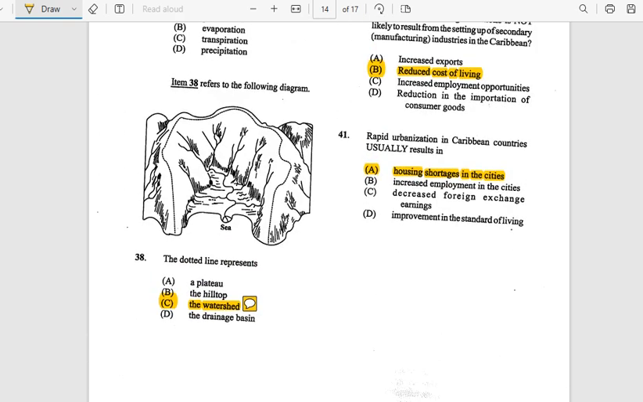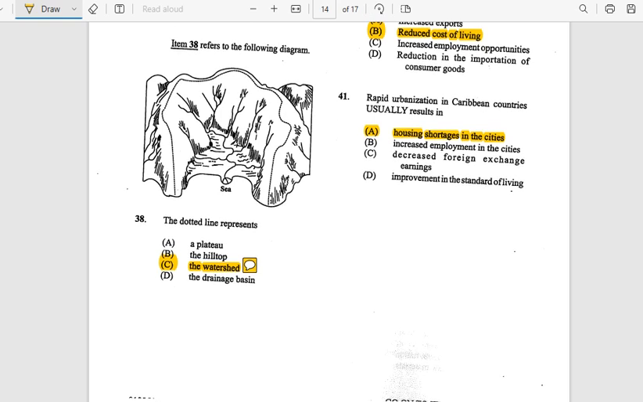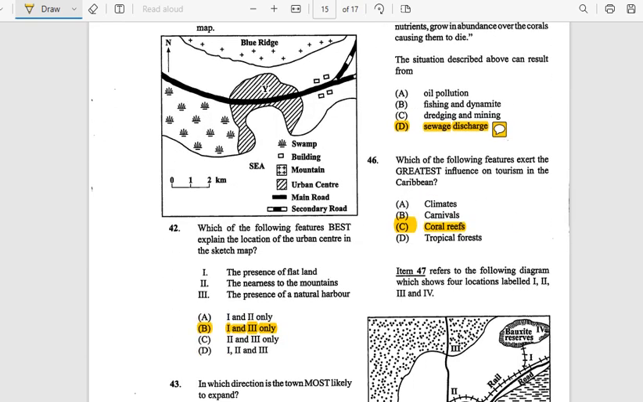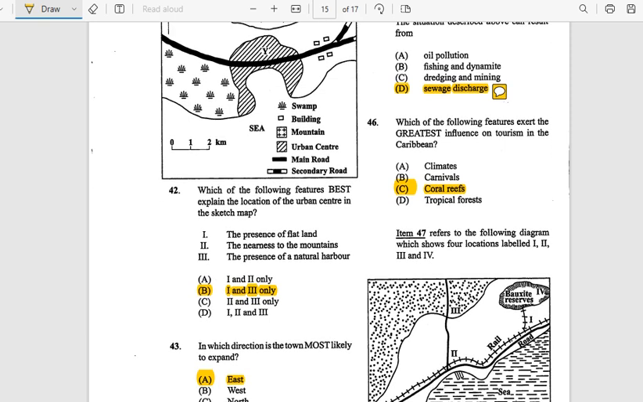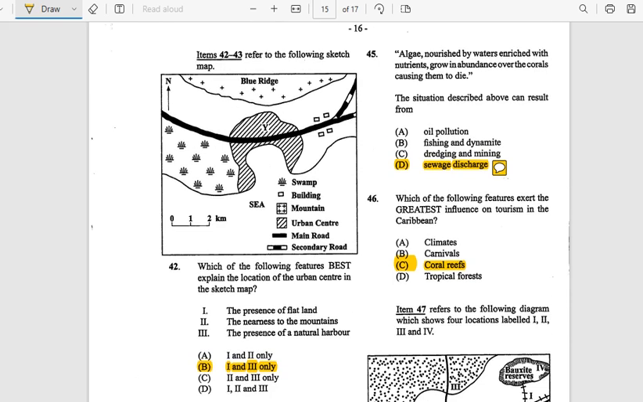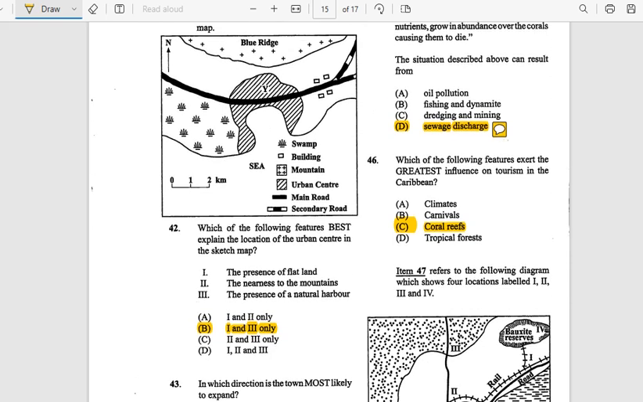Number 41. Rapid urbanization in the Caribbean countries will result in a housing shortage in cities. I think this one is a repeat as well. Alright, number 42. Which of the following features best explain the location of an urban center in a sketch map? So let's see. Let me see. So the presence of flat land, yes, and the presence of the natural harbour. So that is 1 and 3.